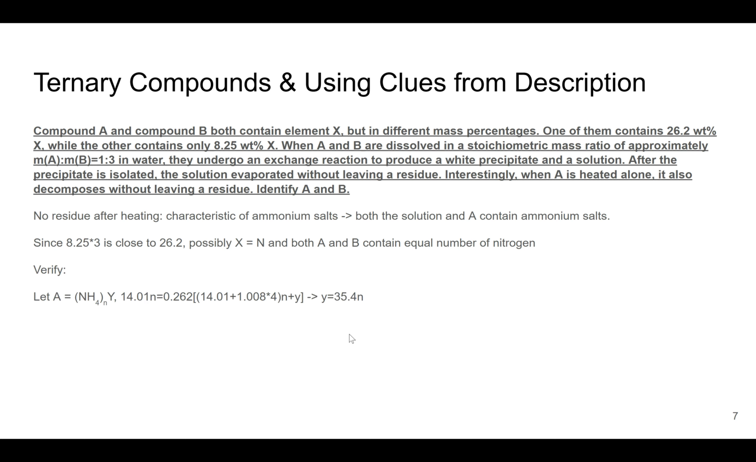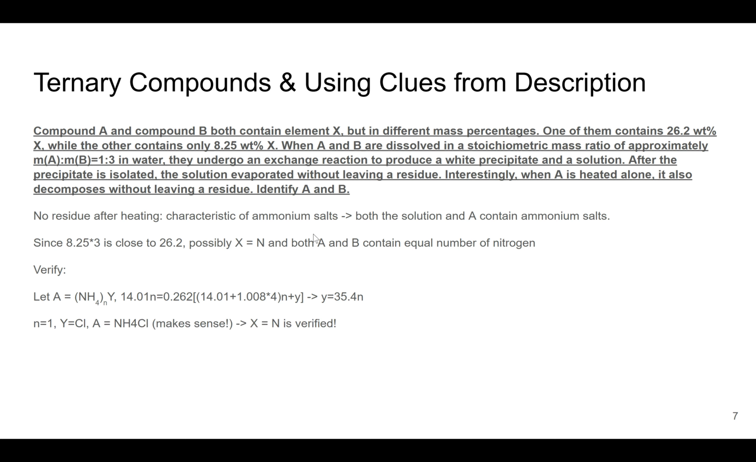And to verify our guess, let compound A be ammonium Y, where Y is the anion, which we don't know. And the percentage by mass of nitrogen is 26.2. So you take 0.262 times the molar mass of the compound, and that will give you the mass of nitrogen inside the compound. So that's 14.01 times N, where N is the number of nitrogen, and 14.01 is the relative atomic mass of nitrogen. And after solving this equation, you get that Y equals 35.4 N.